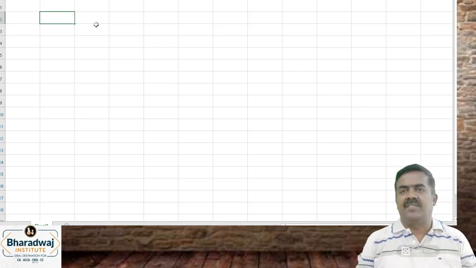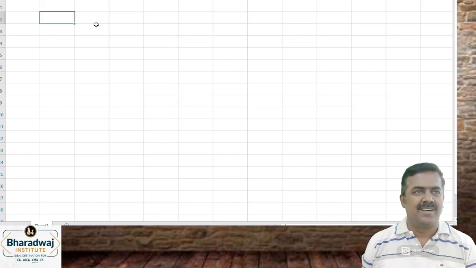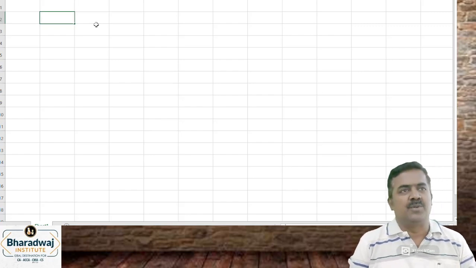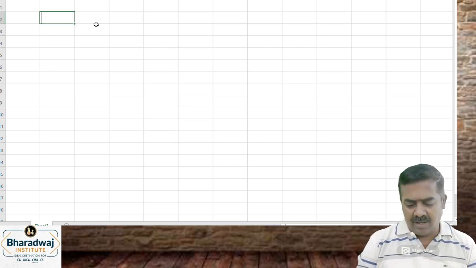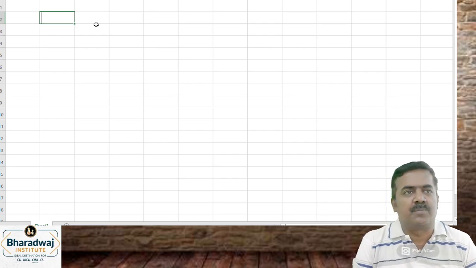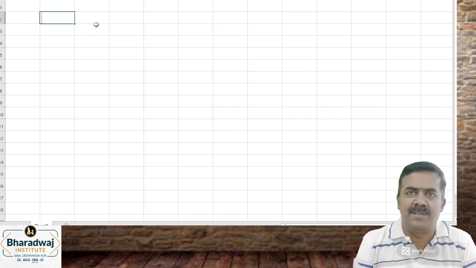Good morning. We'll start with revising the ratio analysis. Before we start with revision, let us go with a recap of certain formulas and other things. The basics start with profitability ratio, normally expressed in percentage.